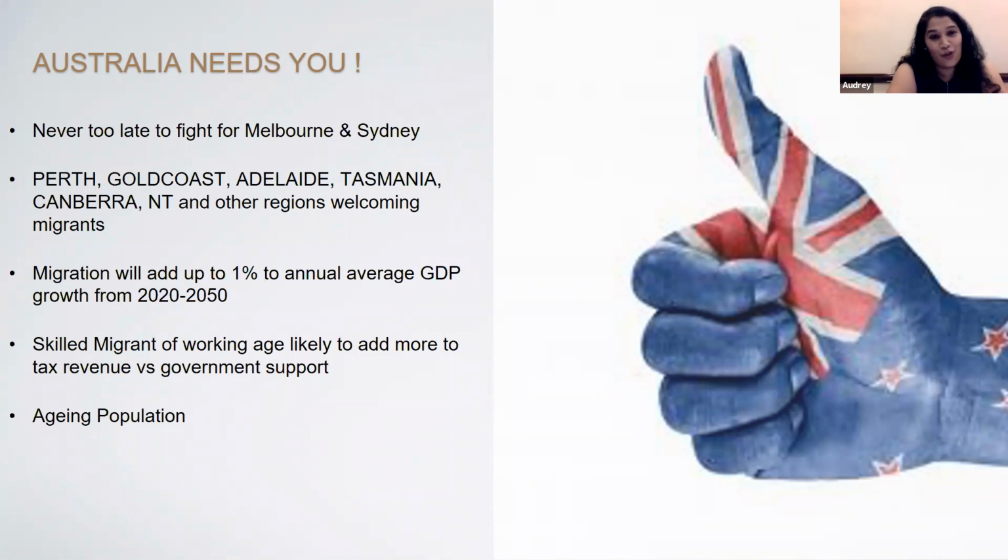And why migration wouldn't stop is because migration is a great source of income to Australia's economy, where it adds 1% to the annual average GDP growth, projected from 2020 to 2050. So will they stop migration? No. Of course, with this current pandemic, many would wonder if migration is still happening. It is still happening, but we are still waiting to see what the quotas will be for the following year. And a skilled migrant of working age is likely to add more to tax revenue versus government support.